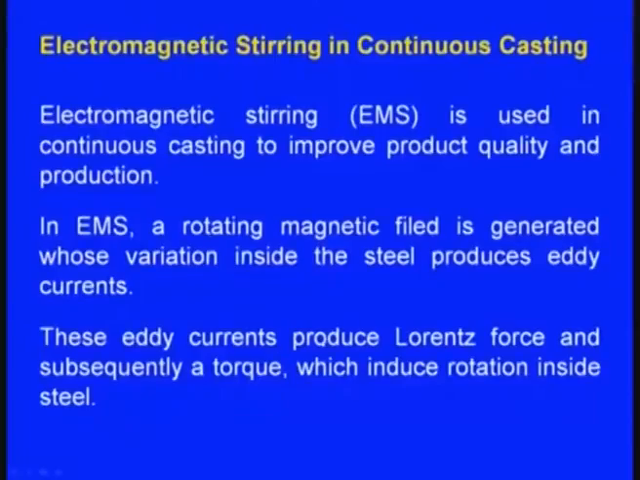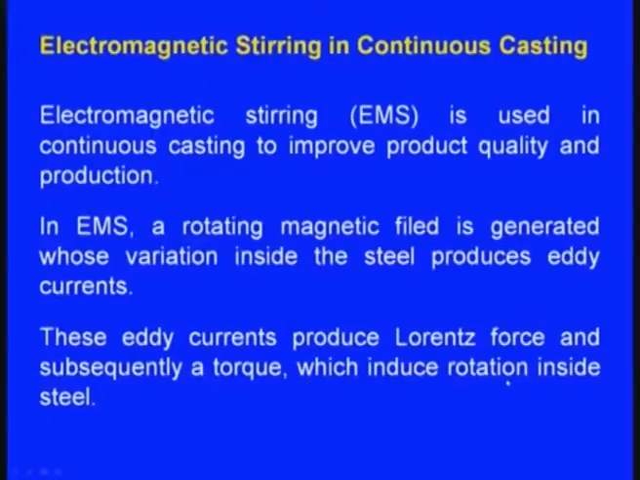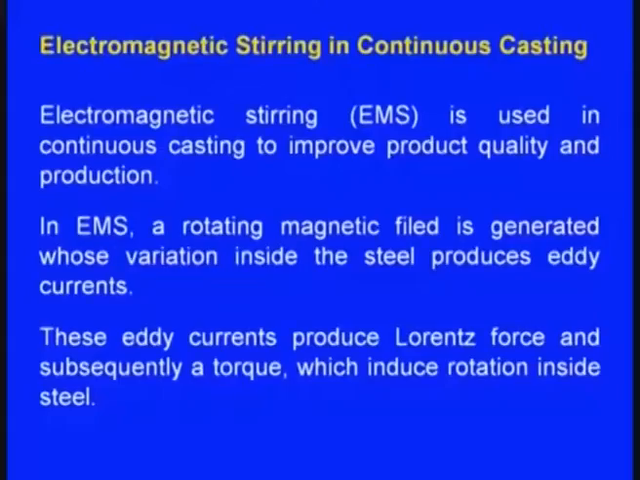Now, these eddy currents produce Lorentz force and subsequently a torque, which induces rotation inside the molten metal, inside the steel. So, because we are producing the magnetic field, eddy currents are produced inside. Because of these eddy currents, Lorentz force is produced, and because of that there will be rotation inside the molten metal. So, this causes the grain improvement.